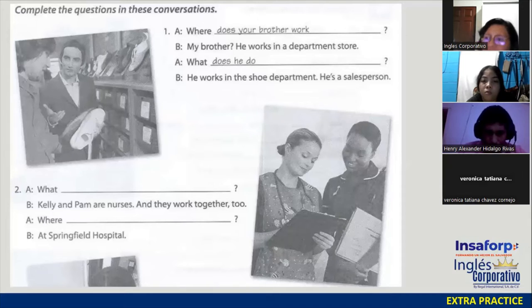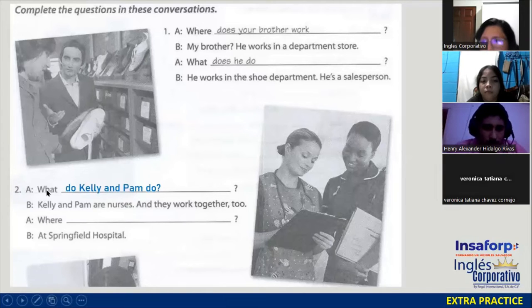Where do they work? No, la primera es what. What do Kelly and Pam do? Okay, muy bien. La primera sí va bien, ¿verdad? What do Kelly and Pam do? O también puede preguntar, what do they do? ¿Qué hacen ellas, verdad? Kelly and Pam are nurses and they work together too.